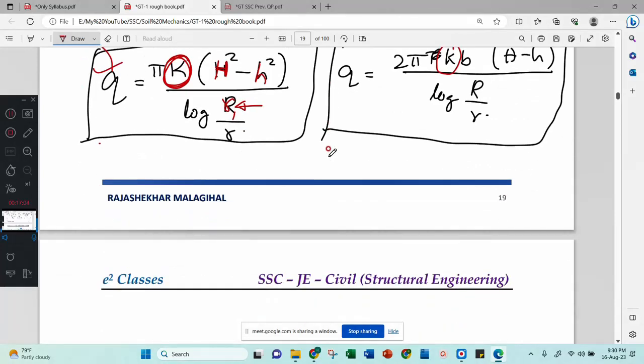This theory is called Dupit's theory, not Uppit's theory, it is Dupit's theory. Just remember the name. It's not Darcy, here Dupit will come. But k means it is Darcy. Darcy is also there, Dupit is also there. Now we'll go ahead with the permeability.